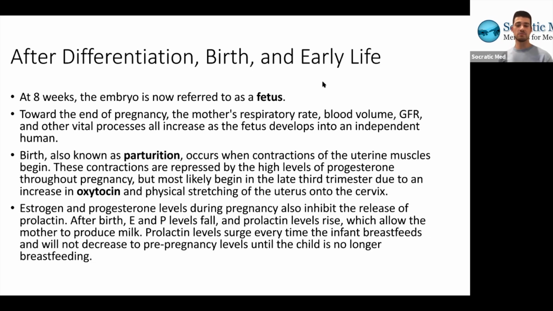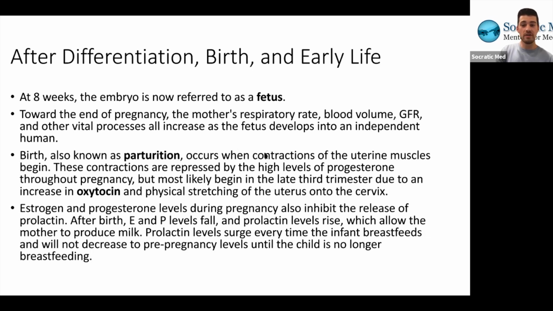And that tracks pretty logically because as this fetus is developing into a full-blown human, it's going to need more resources. So it's going to need more oxygen, it's going to need more nutrients, and likewise, it's going to be giving off more waste products. So it would make sense that the mother's GFR also increases. So all of these processes vital for living are going to increase as the baby gets bigger.